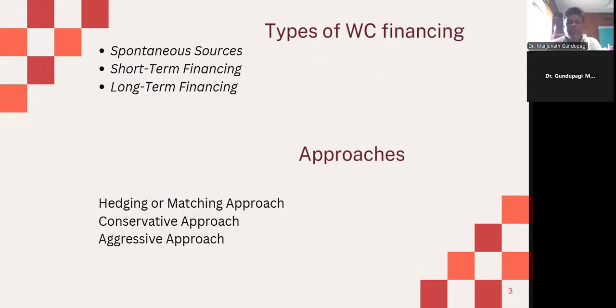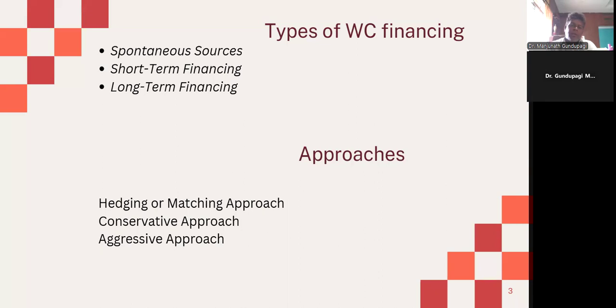Say, for example, spontaneous sources. These sources arise naturally in the course of the business operations itself. For example, trade credit from the suppliers, accrued expenses like wages, utilities, and any deferred income. These spontaneous sources don't have any explicit interest cost, and they are flexible and self-adjusting with the business volume.